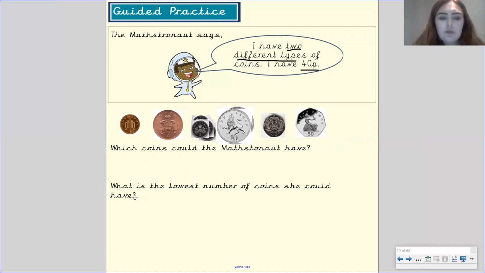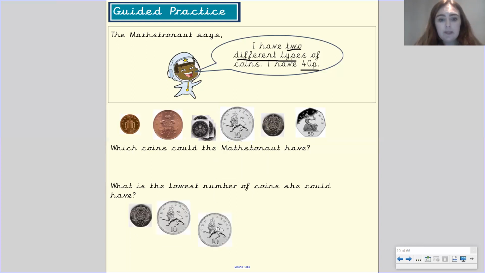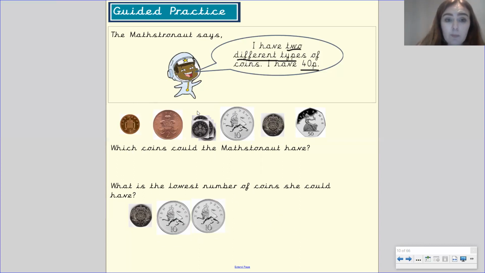Okay, so what do you think the lowest number of coins she could have would be? Pause the video to have a think. Okay, so the lowest number of coins she could have had would have been the 20 pence and 10 pence and 10 pence. There she's only using 3 coins, whereas the other methods used more than 3 coins, especially if you were using 1 pence and 2 pence, you would have used a lot of coins there.